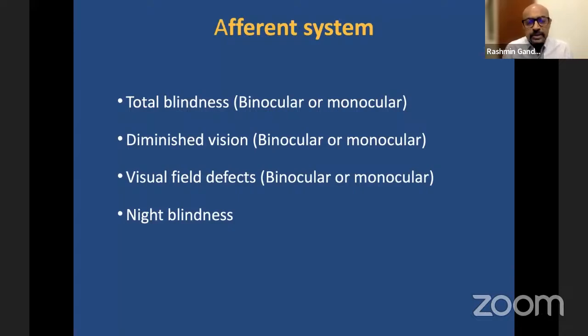I'm going to talk about non-organic vision loss. A patient can come to us with problems which may not be related to any known disorders. It can be of the efferent system, where he can be talking about total blindness, which can be binocular or monocular, diminished vision, which can again be binocular or monocular, visual field defects or night blindness.